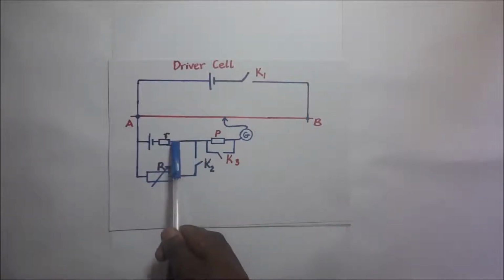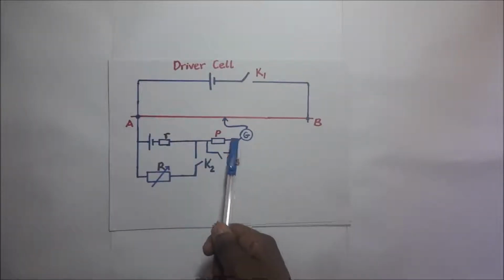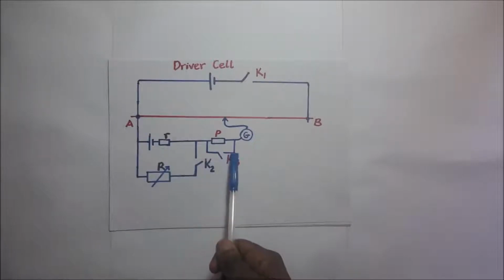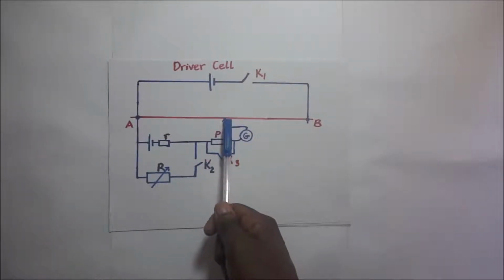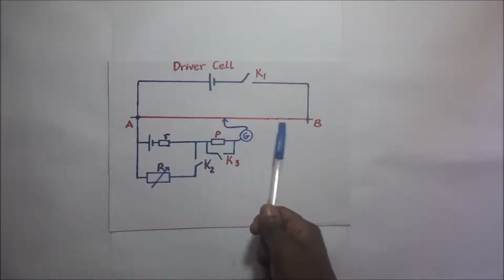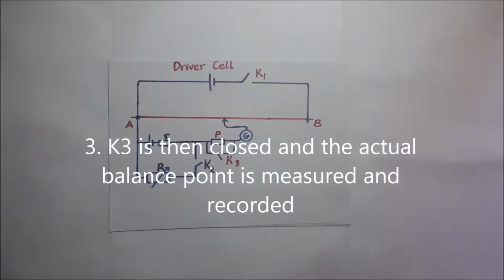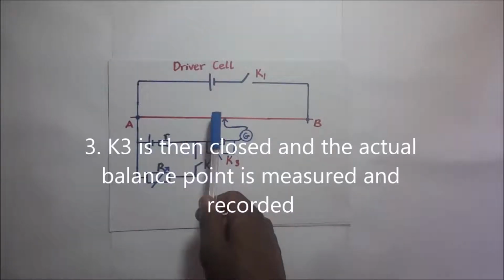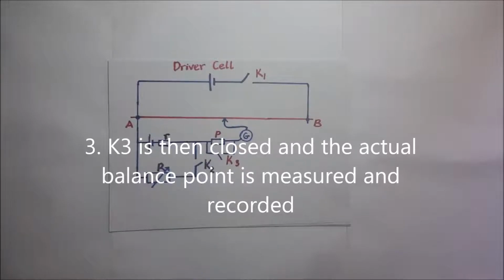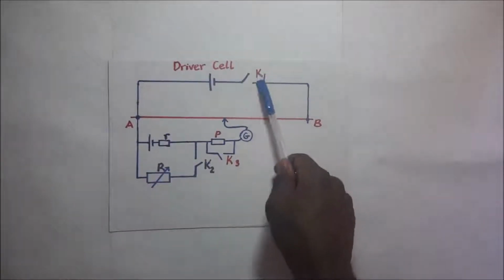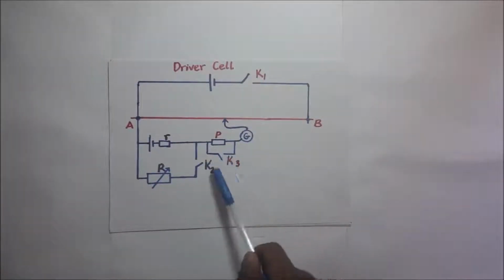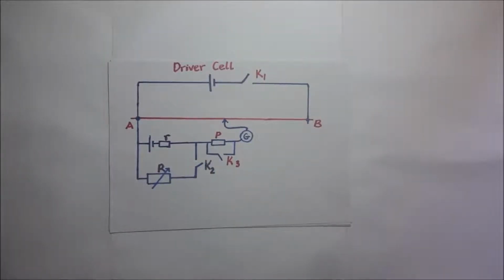Now when we close K3, in essence we are bypassing this protective resistor. When we close K3, we continue to tap this jockey along the slide wire AB until we're able to get the accurate balance point. And when we get the accurate balance point, that is when K1 is closed and K3 is also closed, while K2 is still open, we're able to get our first expression.